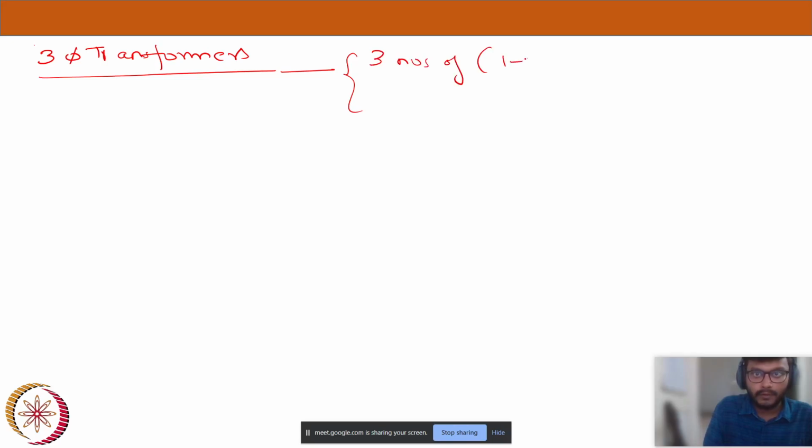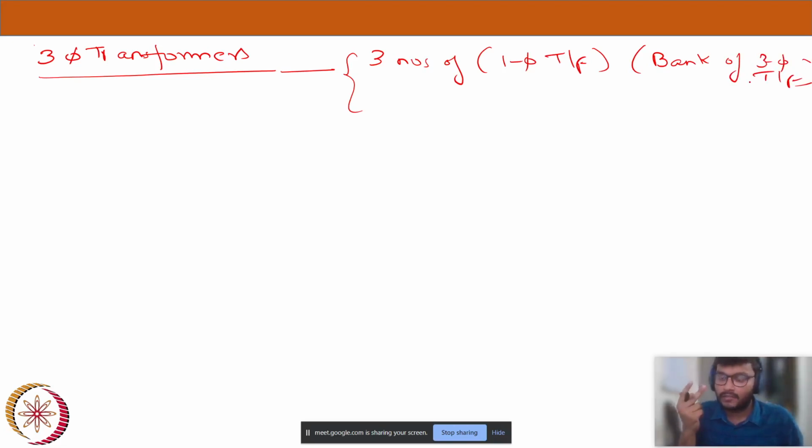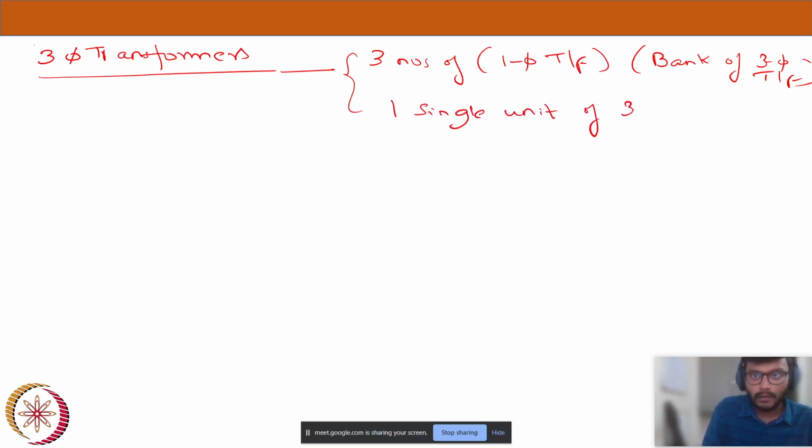Three single-phase transformers is what you call a bank of three-phase transformers. If you are using three individual single-phase transformers, you call it a bank of three-phase transformer, or another way is using one single unit of three-phase transformer. Now we are going to discuss the way where we take three single-phase transformers and make suitable connections between those three transformer windings so that we get a three-phase transformer.